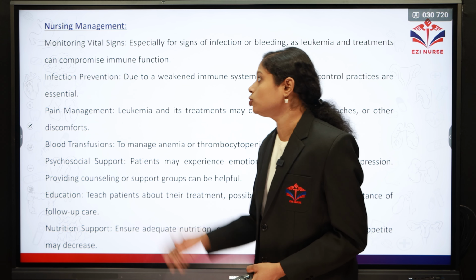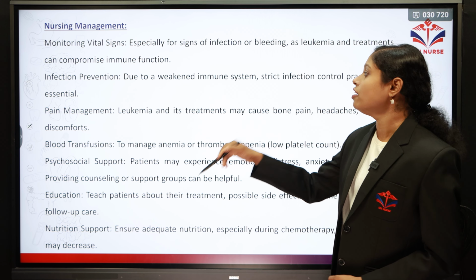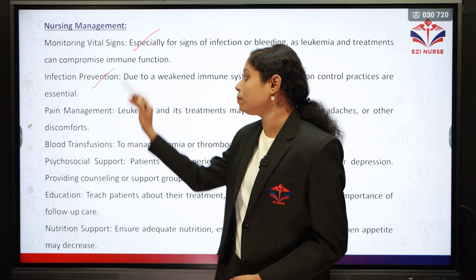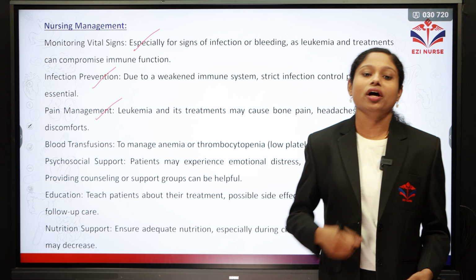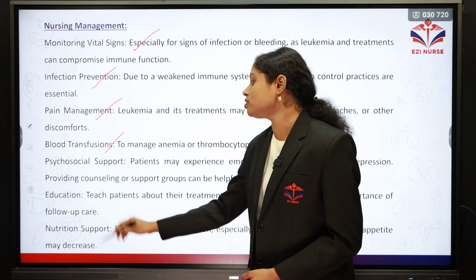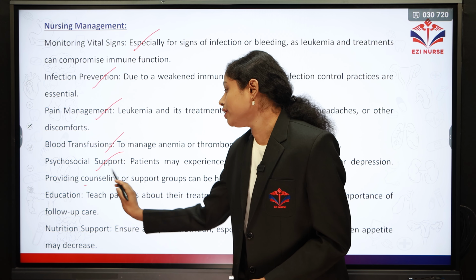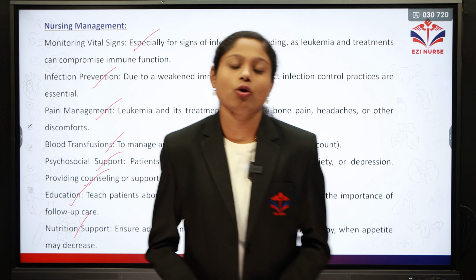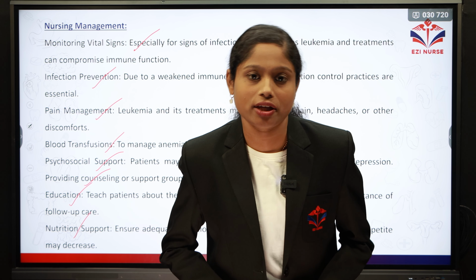So what is the nursing management? Monitor vital signs, especially watching for signs of infection. We need to take infection prevention measures and provide pain management. If the patient has pain, relieve the pain. Also blood transfusions, psychosocial support, providing counseling, education, and nutrition support. So these are the main roles of the nurse in the management of leukemia.